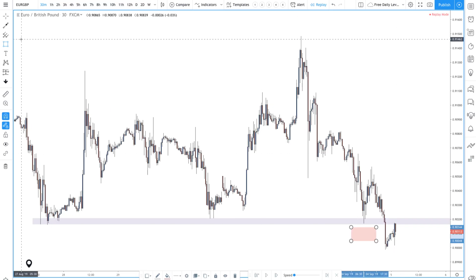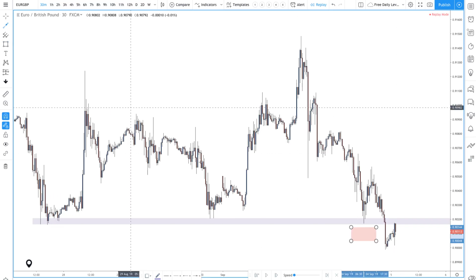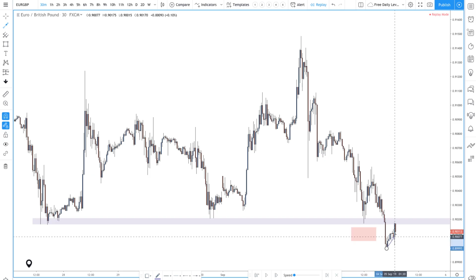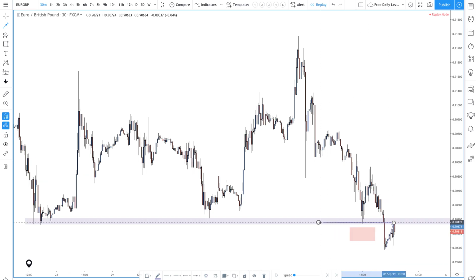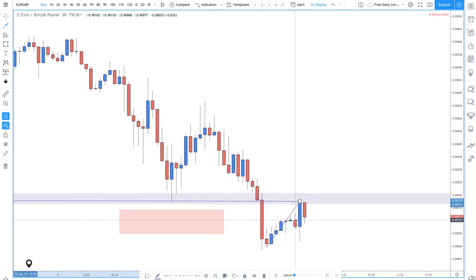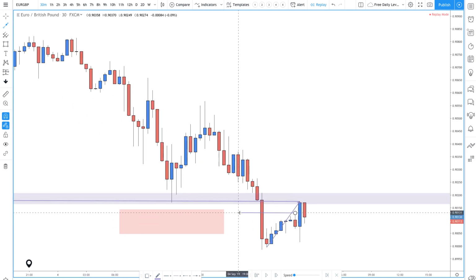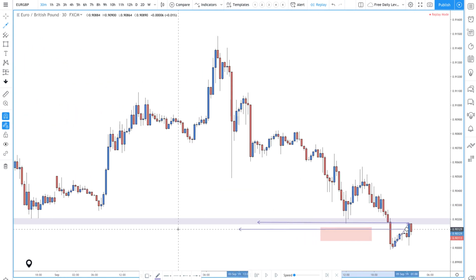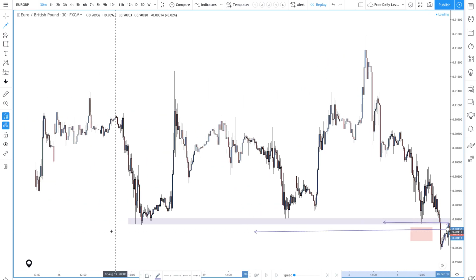So what we're looking for is a move that comes up into the level. So you see where you see a bit of a level just before that bit of price action. What you want to be wary of is the fact that it's not the most accurate level.